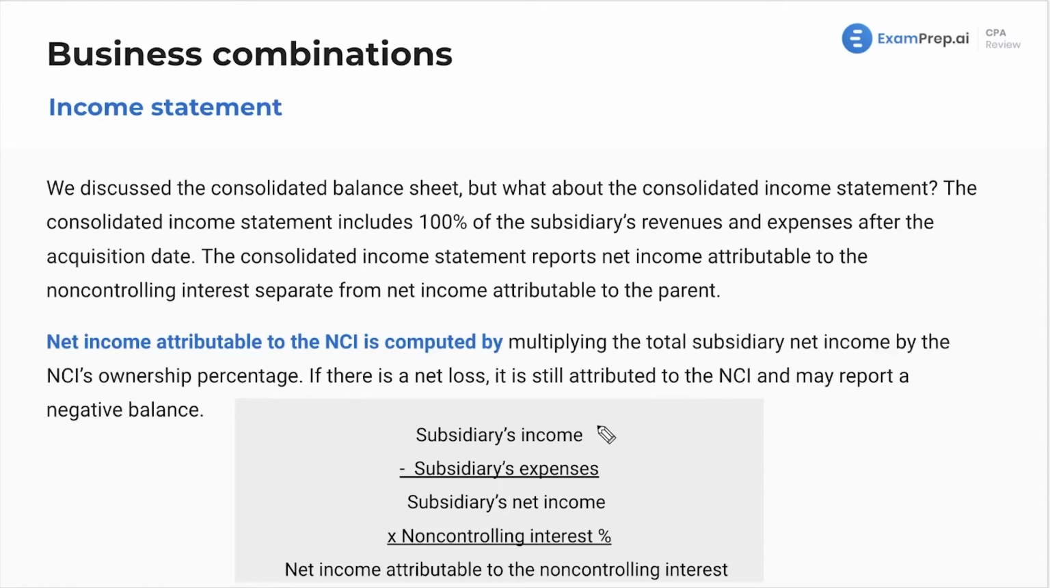Well, this is nothing crazy, right? So the subsidiary's net income, like before, is $100,000. If you own 20% of it, that's $20,000 in net income you get. If it's a negative balance, it's negative $20,000. Nothing too crazy. You just get the percentage of the net income or net loss that you own of the subsidiary.